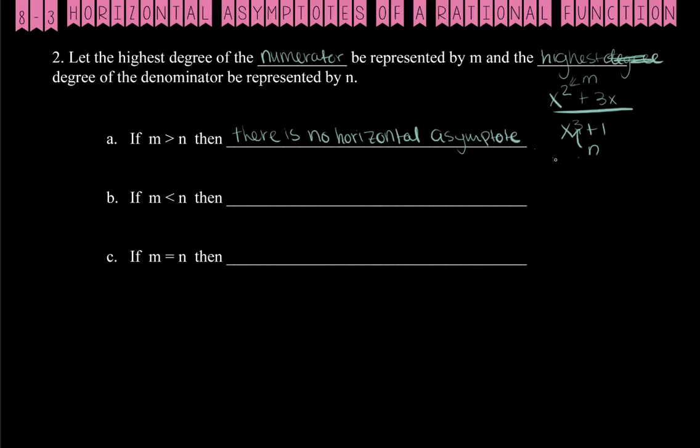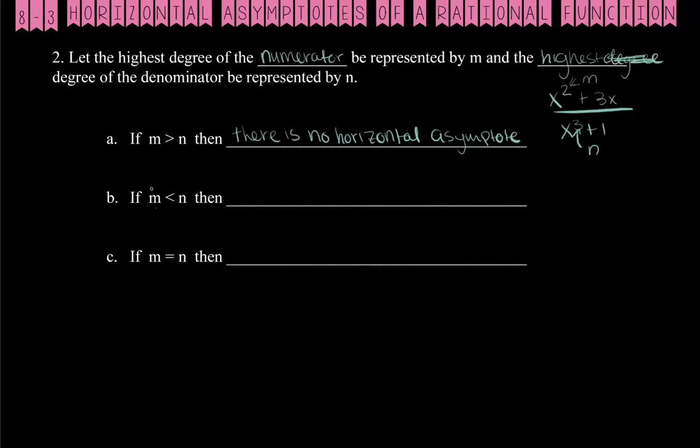And the reason for that, I kind of like to think, is if the numerator has a larger degree, it's kind of like the more powerful polynomial, and it's going to be the bully of the denominator, and so it's not going to let the denominator overpower it in a way that it would create a horizontal asymptote. So there just wouldn't be that kind of invisible line running horizontally on your graph if the degree of the numerator is higher than the degree of the denominator.